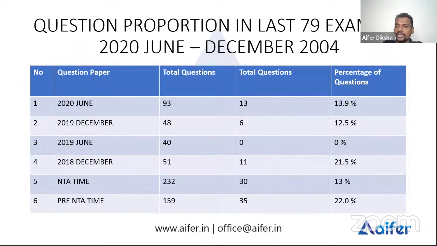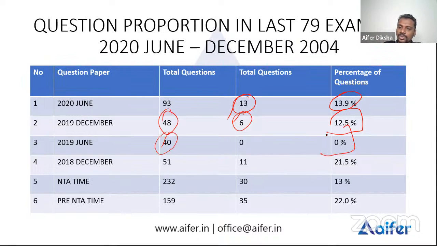Out of the 93 questions in the last term, around 13 questions are from number series. It comes to around 14%. And in 2019 December, out of 48 questions, we have 6 questions from number series. That comes to around 12.5%. Interestingly, in 2019 June, out of 40 questions, in 8 shifts, there are no questions from number series.